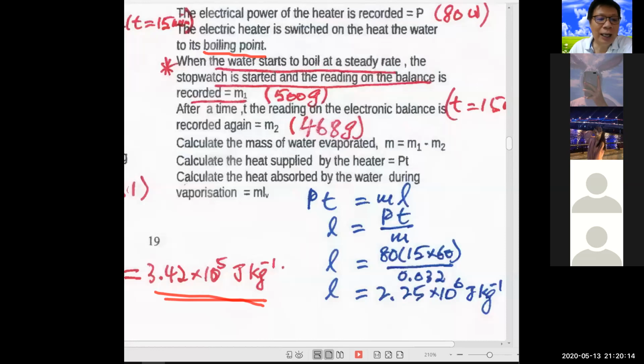Cheris, I saw your name here. Do you know how to get this number 0.032? The mass of the water that has changed to steam, which is 0.032. Magnesia, can you tell me how to get this number 0.032?